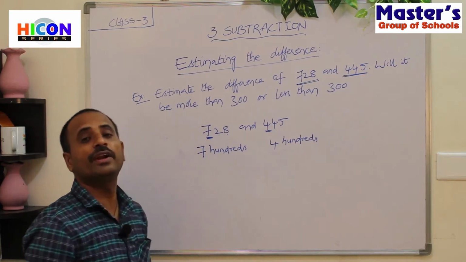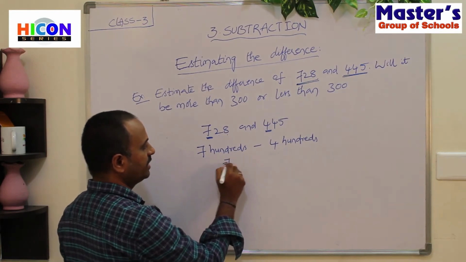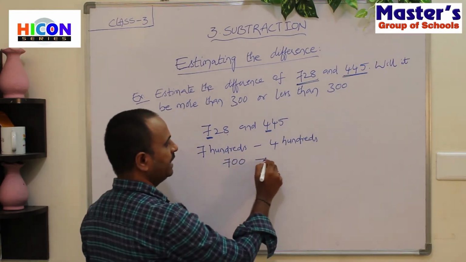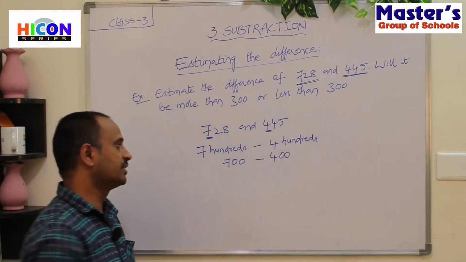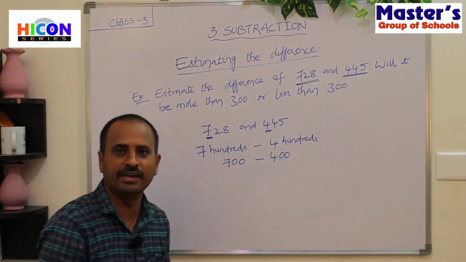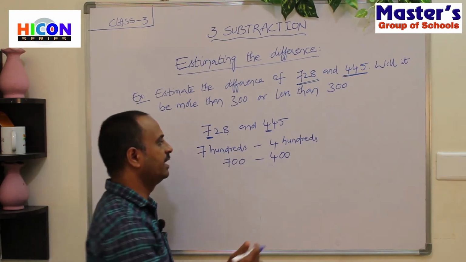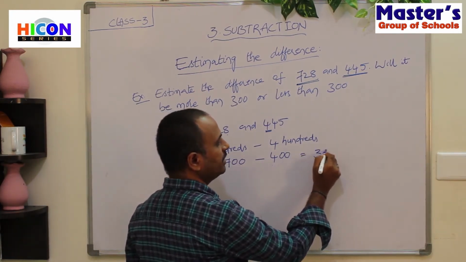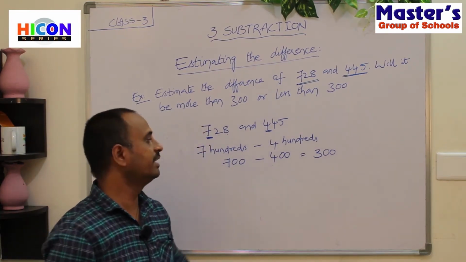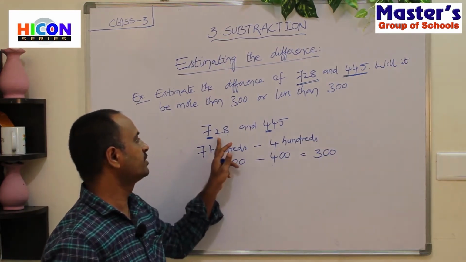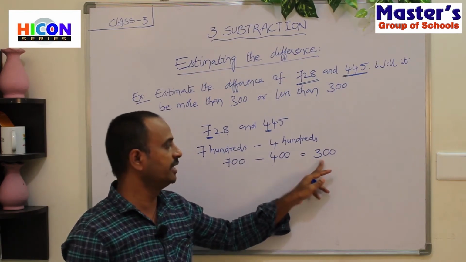And now we have to find the difference. Difference means subtraction, that is minus. This is 700 minus 400. If we subtract 400 from 700, how many hundreds will we get? 300. So approximately we will get 300. The difference of the two numbers will be approximately or nearer to 300.